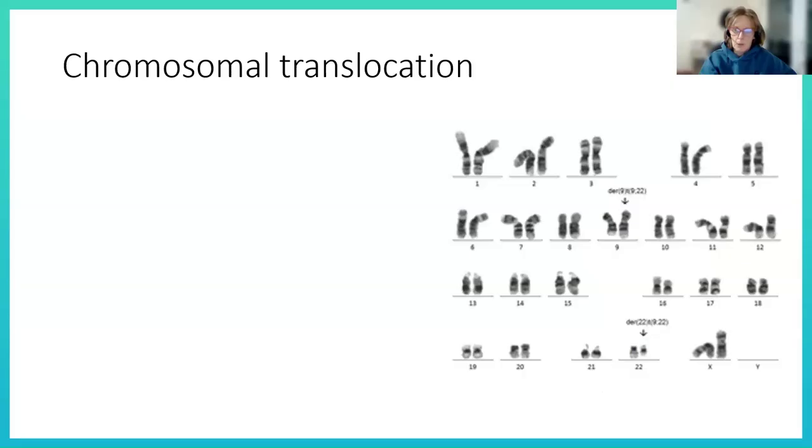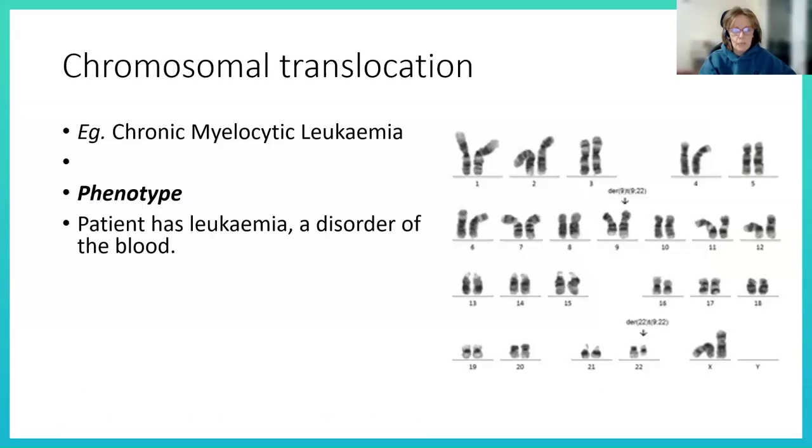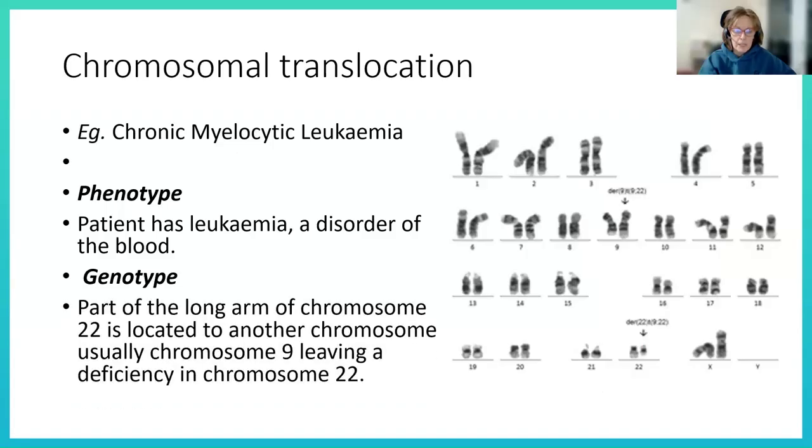Here's another example of genetic abnormalities that can occur. This is called chromosomal translocation. Here's an example for you, a type of leukemia. Patient has leukemia, it's a disorder of the blood, and the genotype is part of the long arm this time of chromosome 22 is located to another chromosome. It's usually chromosome 9, and this leads to a deficiency in chromosome 22.